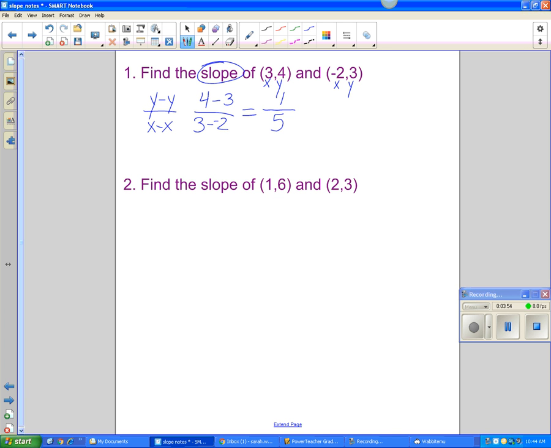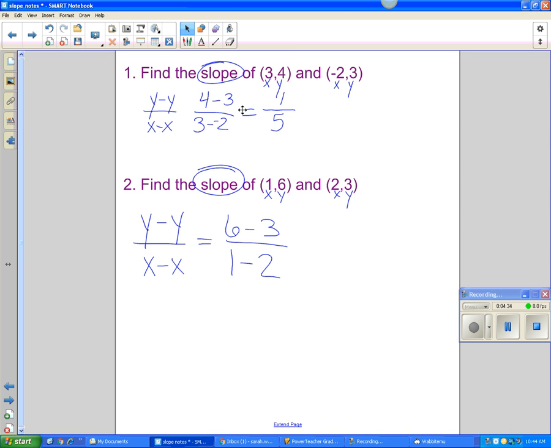Number 2, find the slope of (1, 6) and (2, 3). Mary, what word should I circle? Stephanie, what's the slope formula? Neve, what's going in for y minus y? Good. Caitlin, what goes in for x minus x? 1 minus 2. So this is your x. So your x's are 1 and 2. So 1 minus 2.